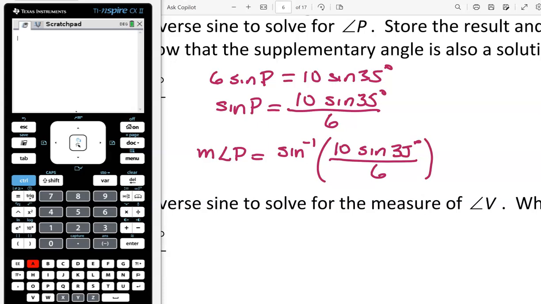Now I'm going to bring up my calculator, and if you're in Scratchpad, you're going to want to start with an inverse sine. Inverse sine is in your trig menu. It's that second thing right there. Inside the parentheses, use Control Divide to get that horizontal fraction bar, and then enter the numerator, 10 times the sine of 35 degrees divided by 6, and press enter. That'll give us 72.933.